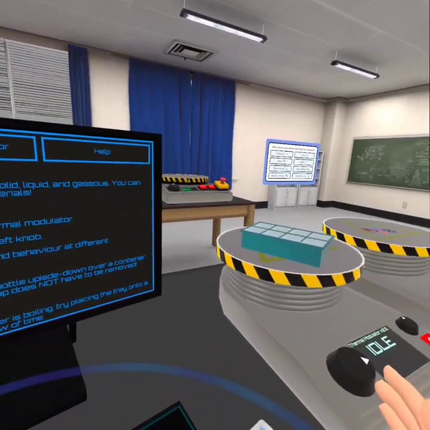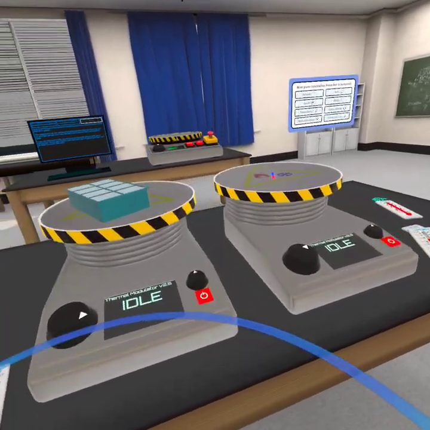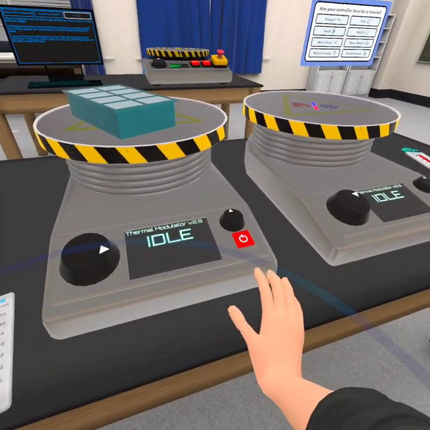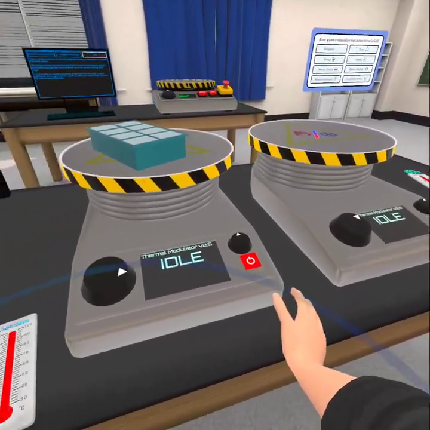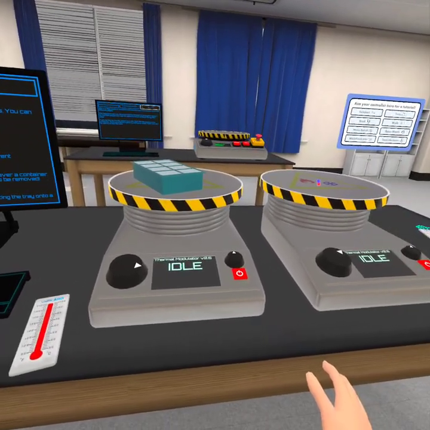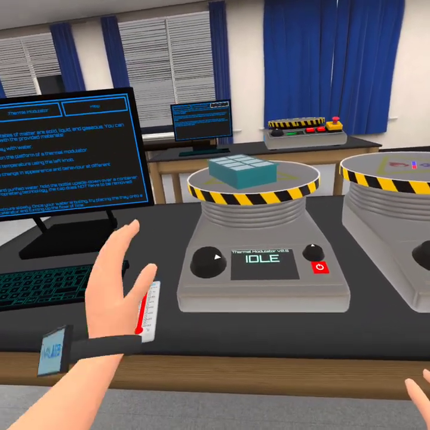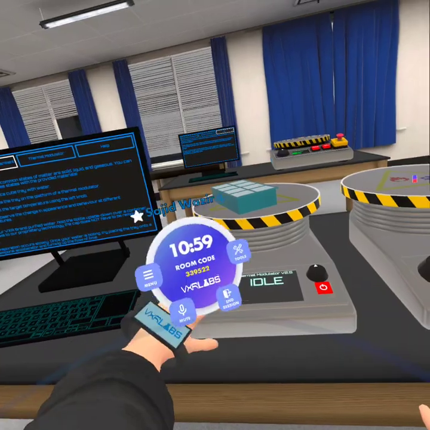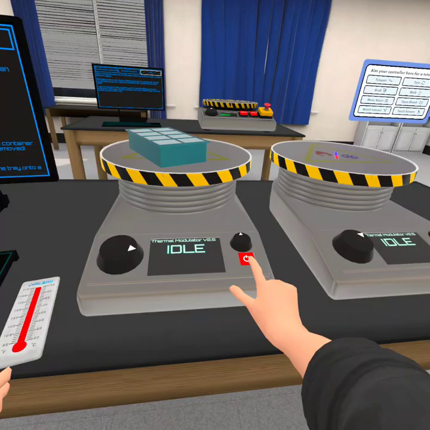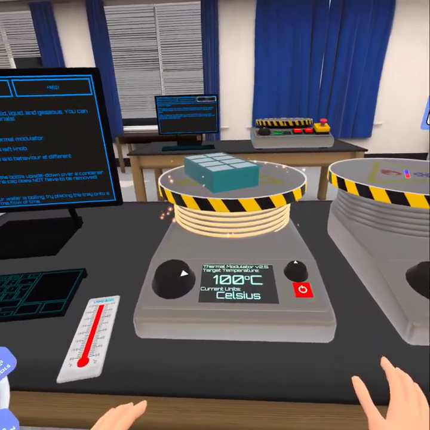Please concentrate on the steps, and you have to follow the same steps as well. Now here I have a few options, as I can see the power button, which will start the thermal modulator version 2.5. Then I can use my left hand here to control the temperature. Simply I will click on power on for this, and here you can see the temperature is raised to 100 degrees Celsius.